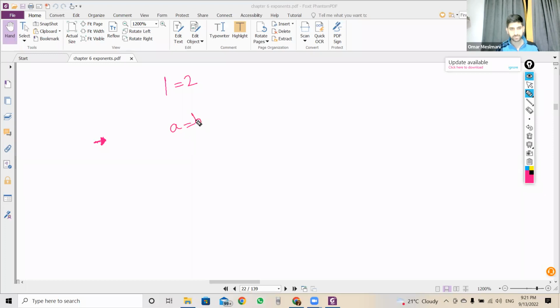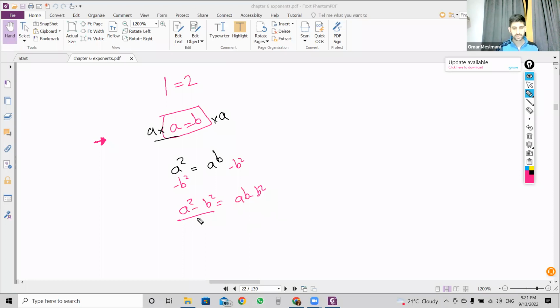We will make A = B. Okay, I'm going to start with A = B. If I multiply left and right by A, it's going to be A² = AB. And then I'm going to subtract B² from both sides. So I have A² − B² = AB − B². Here there's a formula: A² − B² = (A − B)(A + B). Now I will take B as a common factor on the right, and I have B(A − B).